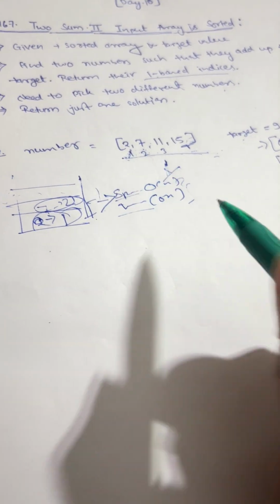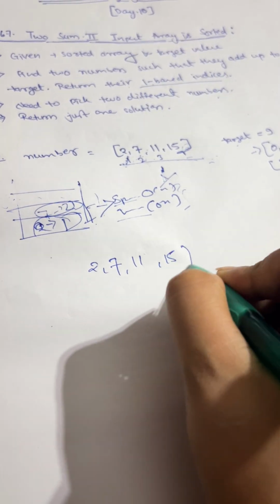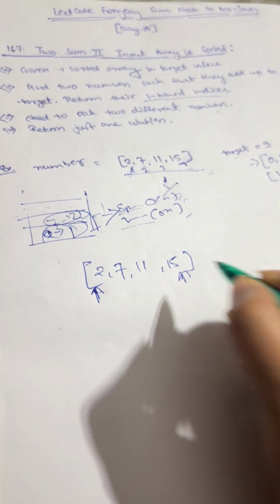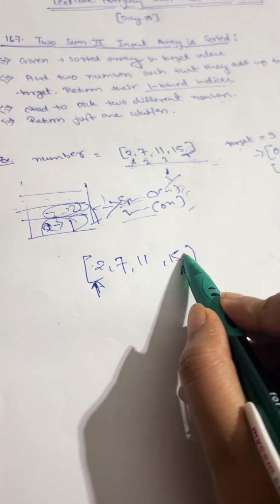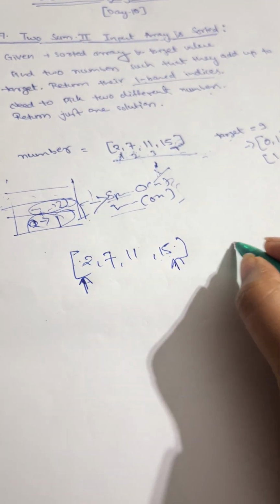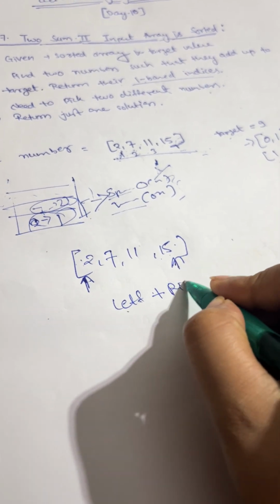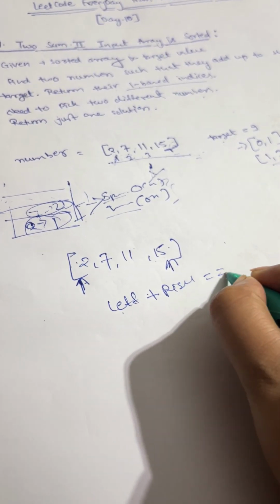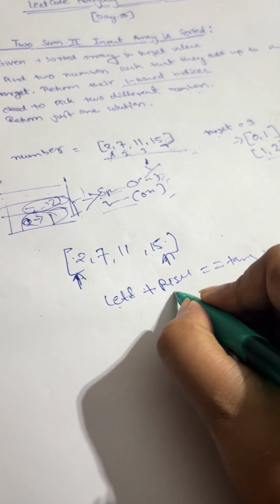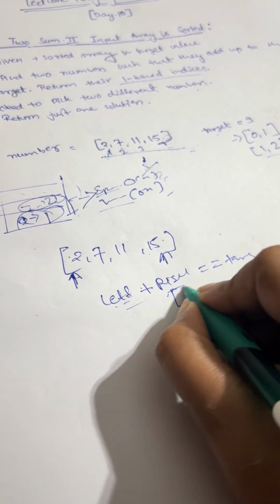The two pointer method, what is the meaning of two pointers? Firstly, we will take one left pointer and one right pointer. If the summation of both values, left plus right, is equal to the target, okay, so we found our solution, and we will return the indices of both the values.